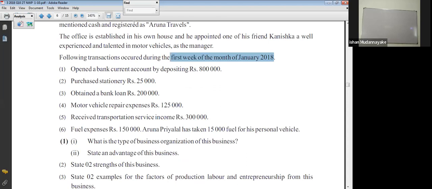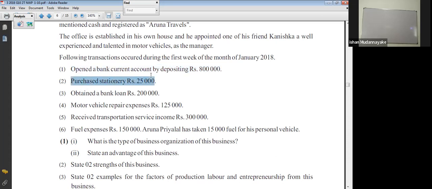Right then, these are the transactions happened in the business organization. What is the first transaction? Menuri. Opened a bank current account by depositing rupees 800,000 in cash. In a commercial bank, we can open a current account. If you have a current account, you can transact using checks. If you want to transact using checks, then you should have a current account in a commercial bank.